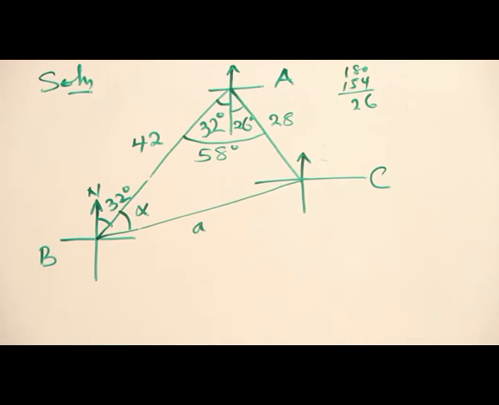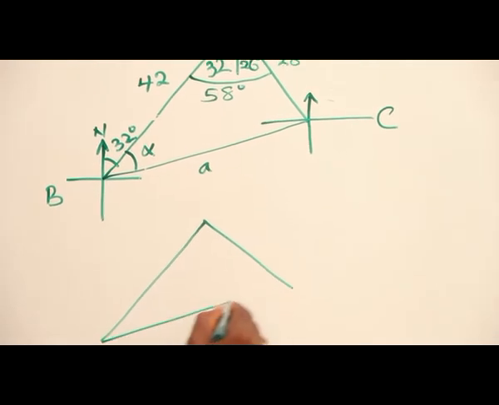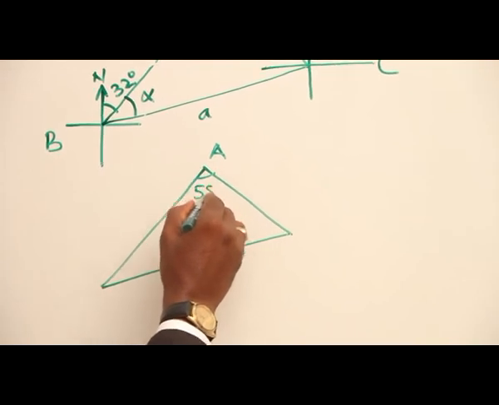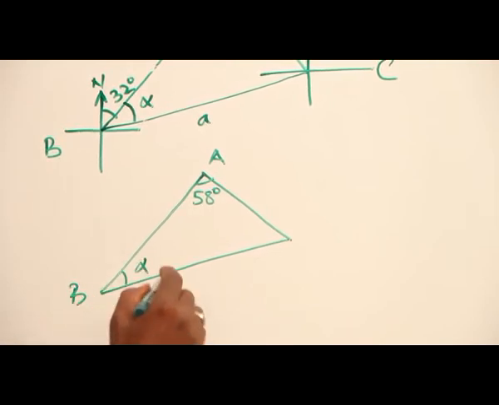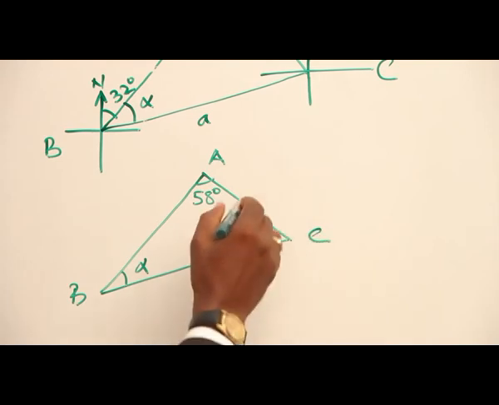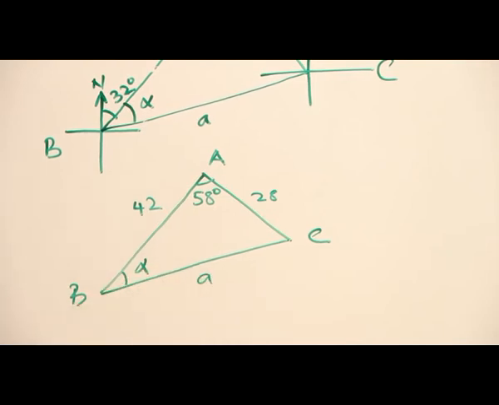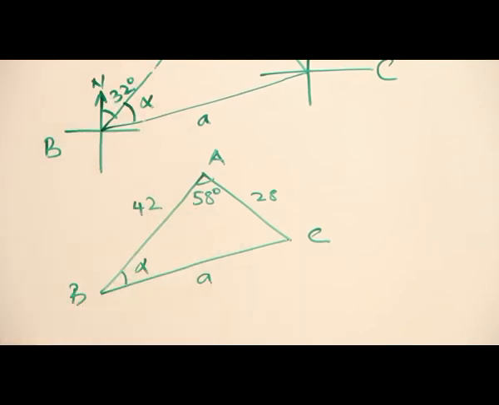Sometimes we can bring out this information in a neater form by simply drawing the triangle in this way. You can do that. This is our A. This angle now is 58 degrees. This is our B. We are interested in looking for alpha as well. This is our C. This is 28, and this is 42. And this side is your a. With this diagram, it looks neater and clearer, and so we can find our a from the knowledge of the cosine rule.